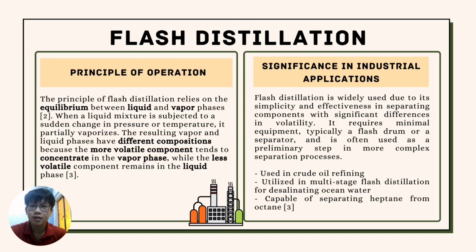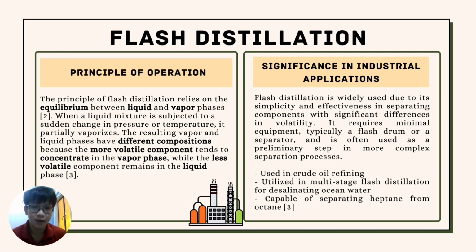Hi, I'm CJ. Now I will expand on the principle of operation of flash distillation. The principle of flash distillation relies on the equilibrium between liquid and vapor phase, where a liquid mixture is subjected to a sudden change in pressure or temperature, it partially vaporizes. The resulting vapor and liquid phase have different compositions because the more volatile component tends to concentrate in the vapor phase, while the less volatile component remains in the liquid phase.